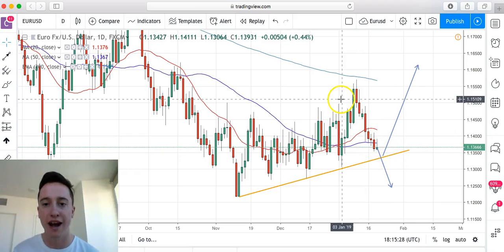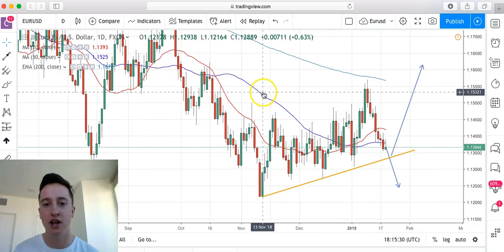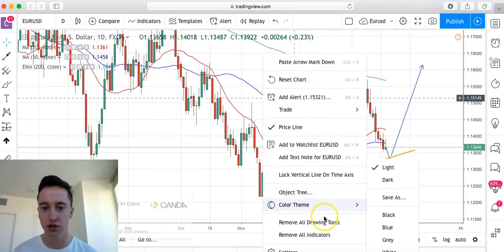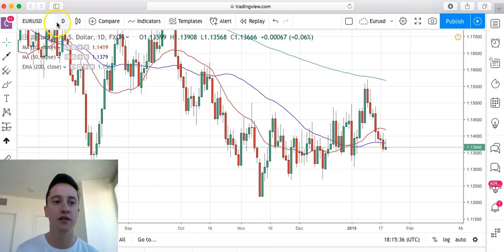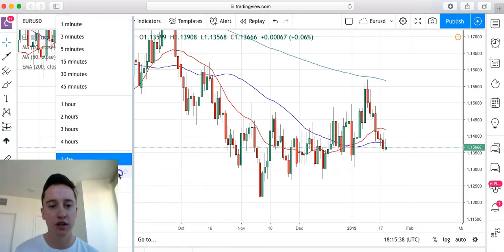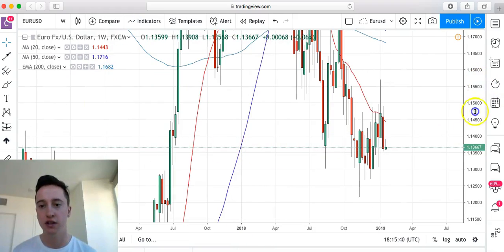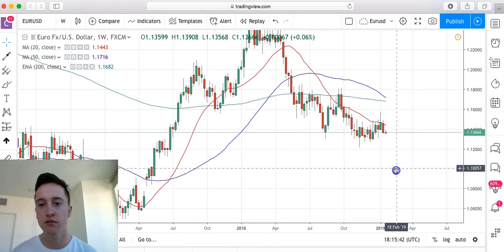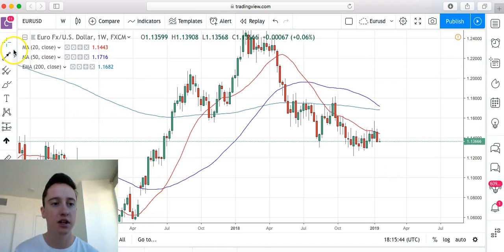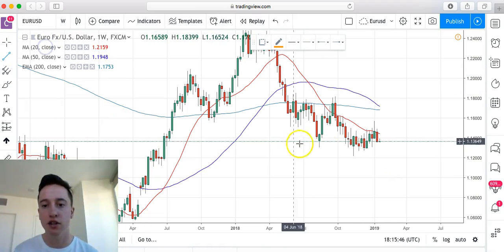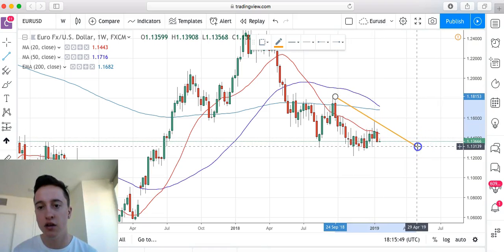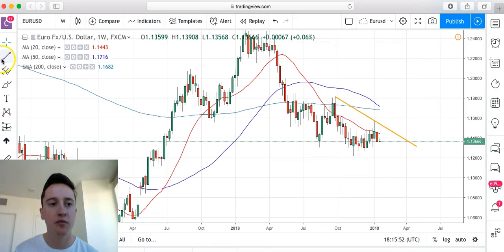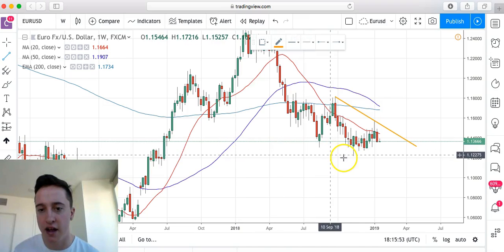So what we would now do is go to a higher time frame. Let's remove all the drawing tools because we don't need these anymore. And we're going to go to a higher time frame like the weekly. Let's see what's going on the weekly. So like I said, guys, you're going to bring your trend line again, do the same thing that you did. There we go.